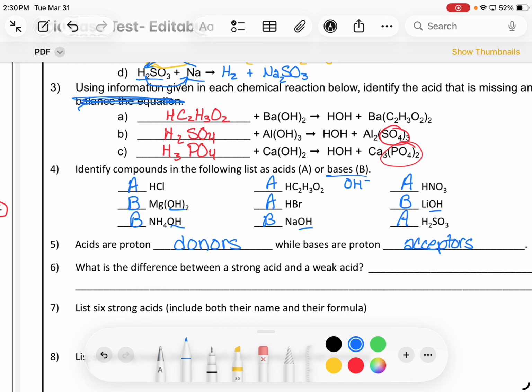Again, I use the analogy that bases, like a bass voice, like a really deep voice, is like a giant that's coming and taking all of your protons. He's a proton acceptor. Base, proton acceptor.